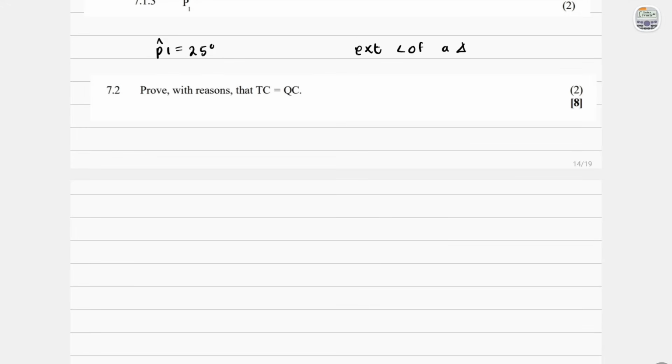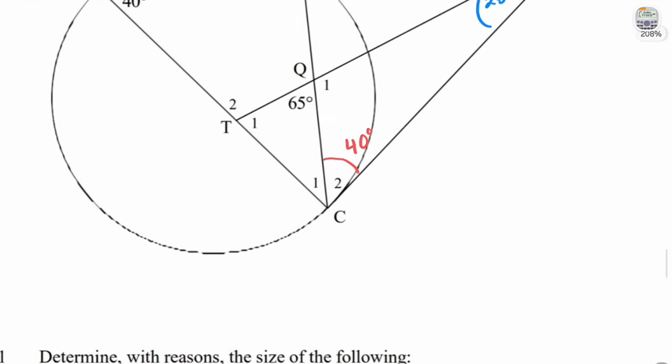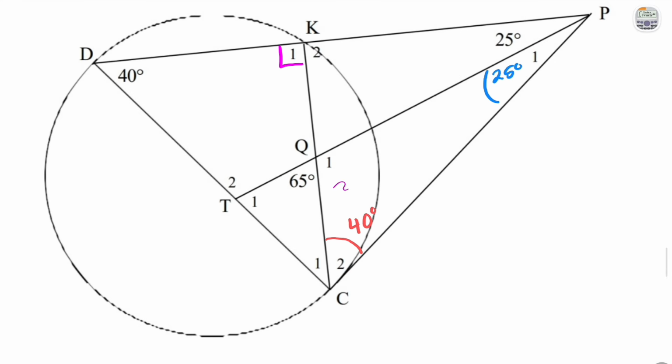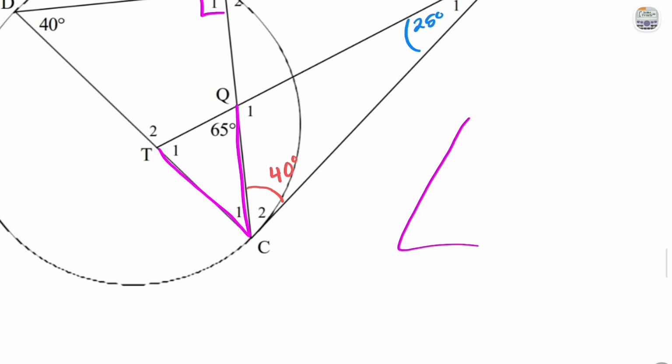Question 7.2, the last question for question 7, says, prove with reasons that TC is equal to QC. So let's just mark those lines they're referring to. We need to prove that TC equals QC. So these two lines should be equal. If you're trying to prove that two lines are equal, and you see that these two lines are part of a triangle, what you can use is this. If you have two sides equal, then the angles opposite those equal sides are also equal. Likewise, if you have two angles being equal, it means the sides opposite those equal angles are also equal.